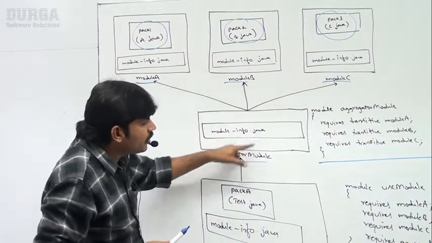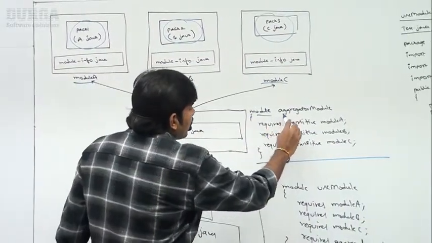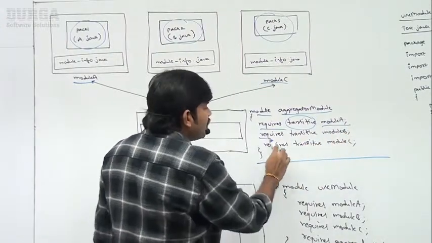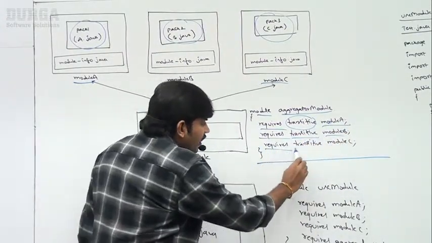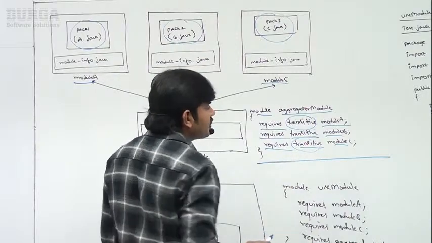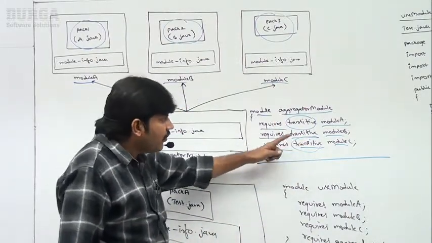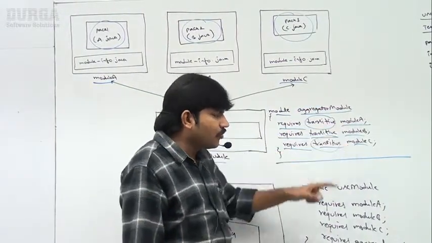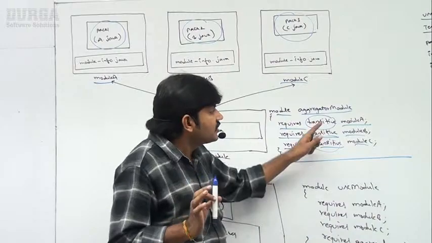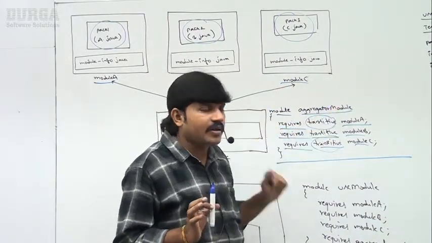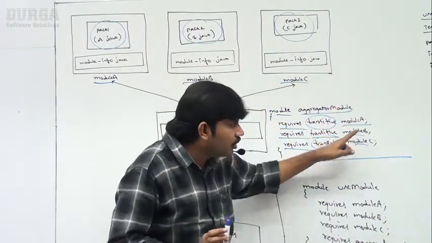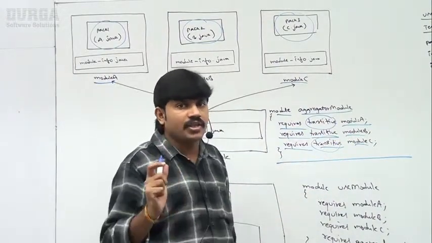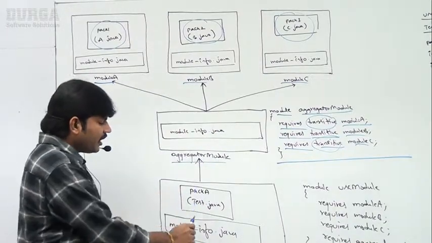Sir, observe module-info.java of the aggregator module. Aggregator module requires transitive module A, requires transitive module B, requires transitive module C. Are you getting which keyword I'm using, sir? Transitive. Observe that. Now, the person who requires the aggregator module, automatically all the 3 modules are by default available to that person. Remember that, sir? Module A, module B, module C are by default available to that person. Which keyword are we using, sir? Transitive keyword, right?